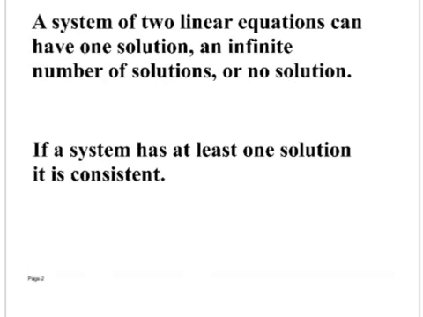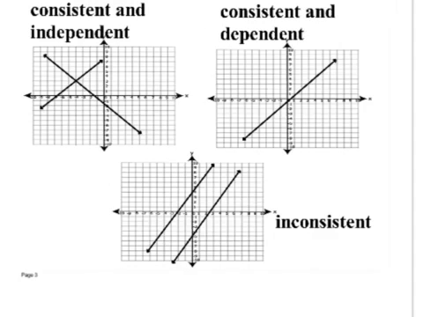A system of two linear equations can have one solution, an infinite number of solutions, or no solution. So there are three possible answers: one solution, an infinite number of solutions, or no solution. If a system has at least one solution, it is considered consistent. Okay, write these down. Consistent, remember, the definition said consistent if it has at least one solution.